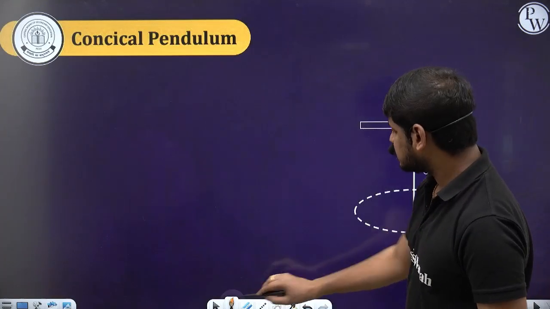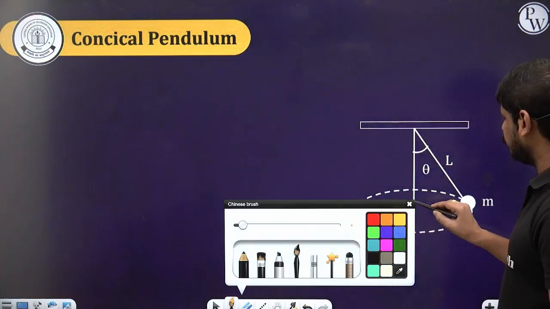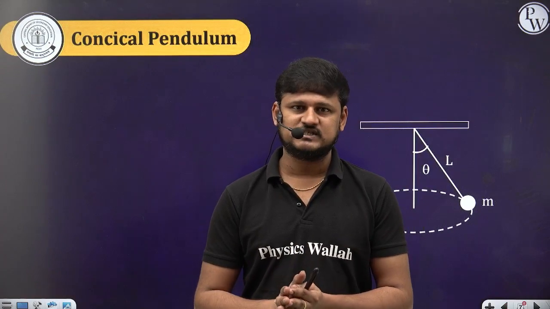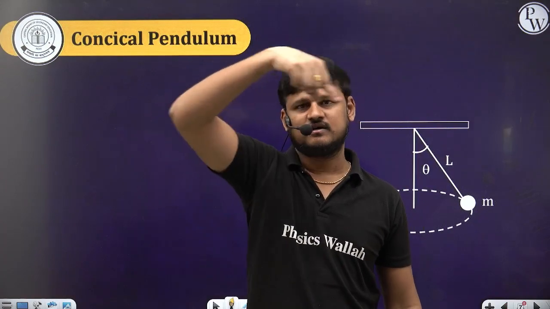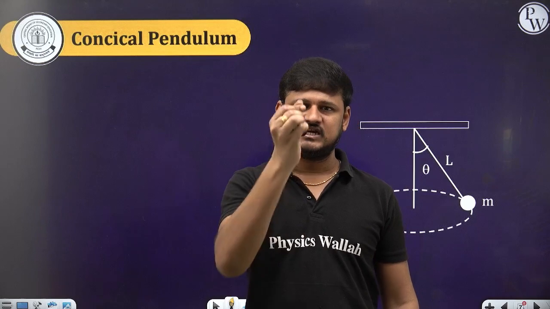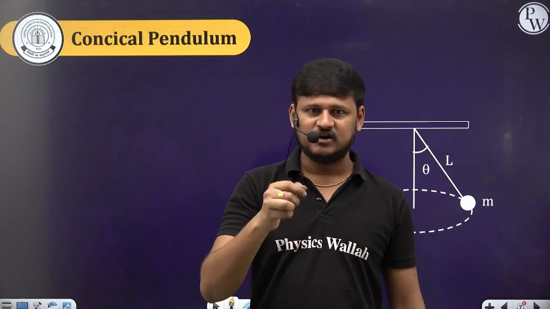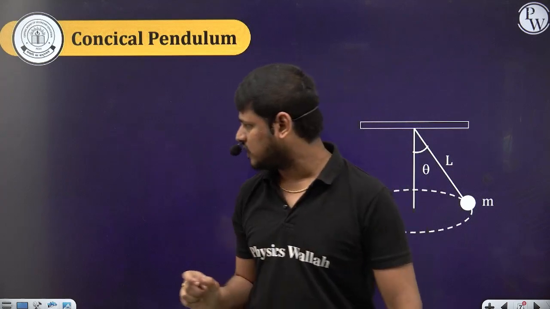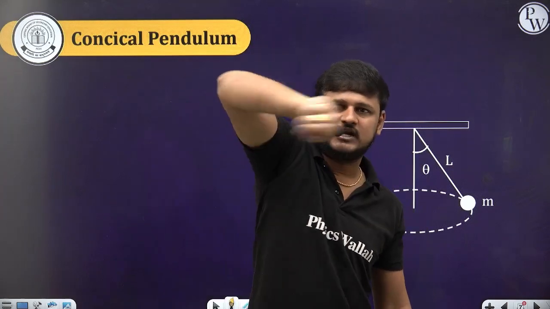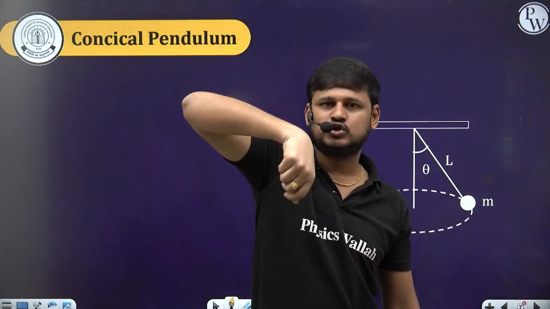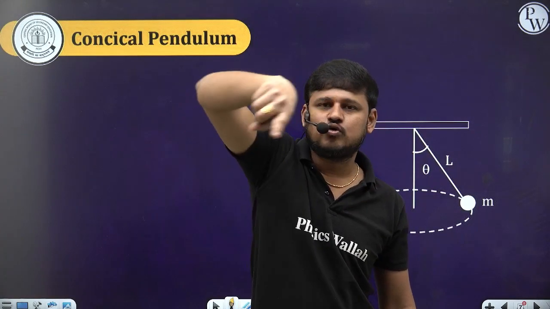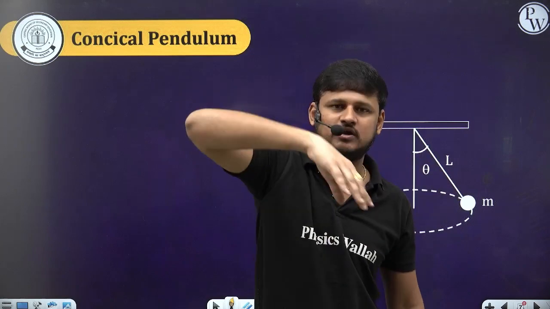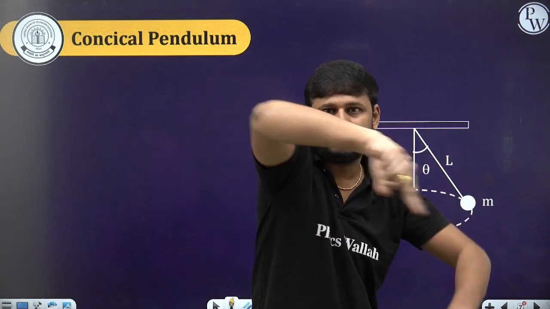Now let's come to the concept of the conical pendulum. In general words, this is a fixed end and you attach a string, and to the end of the string you attach some mass. Then you reel it this way, and a cone will form. That is called the conical pendulum. Yes or no? Like this, a cone will be formed, right?